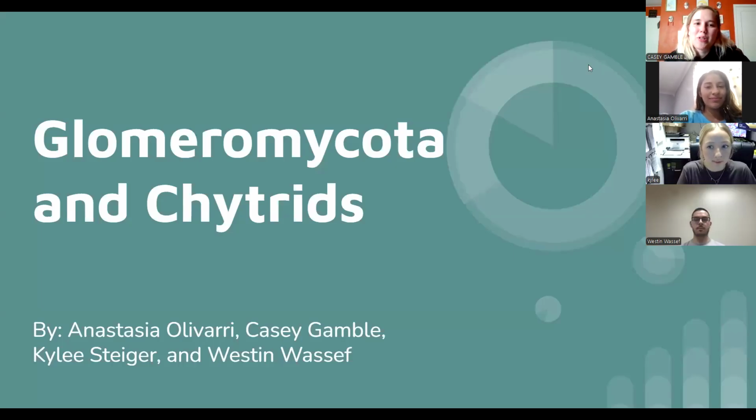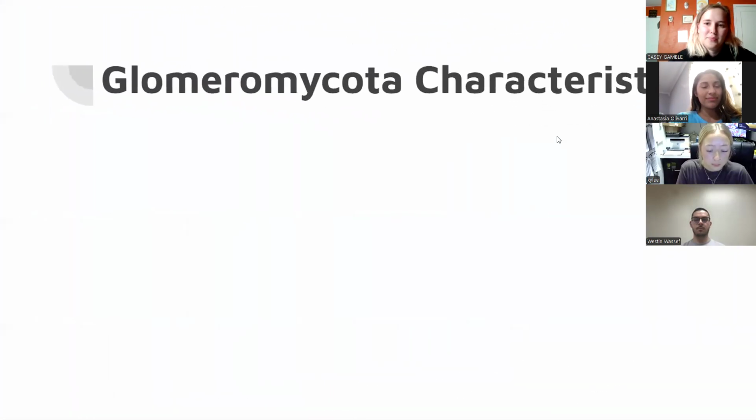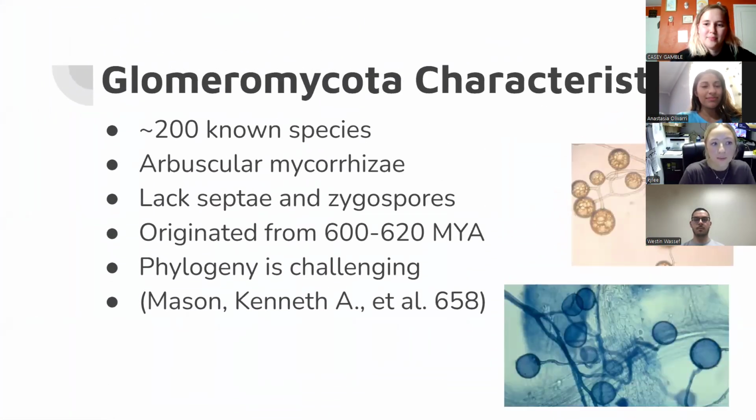Okay, so we're going over the Glomeromycotas and Chytrids. Some characteristics of Glomeromycota: there are approximately 200 known species, so it is a smaller group. They form arbuscular mycorrhizae, which is a symbiotic relationship with plants that helps plants gain access to nutrients and water. They lack septae, meaning they have no cell wall between the cells, so the cells are able to roam freely.